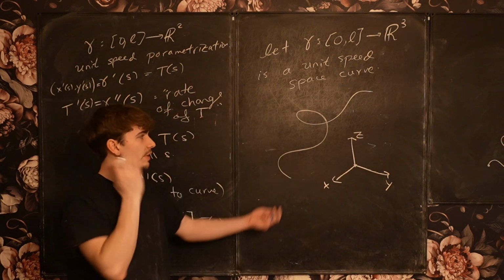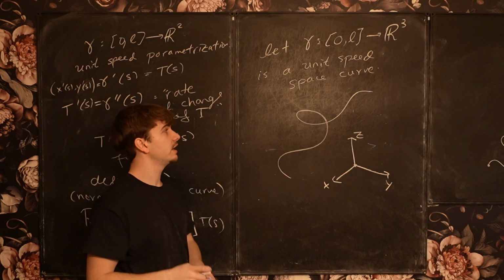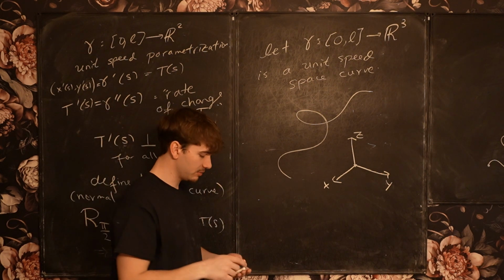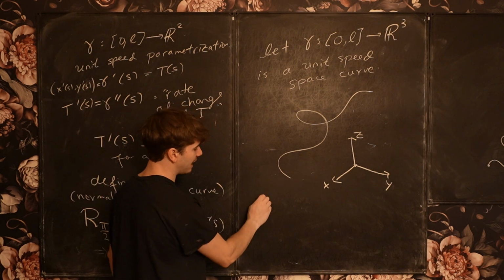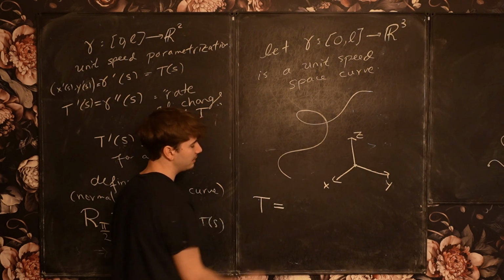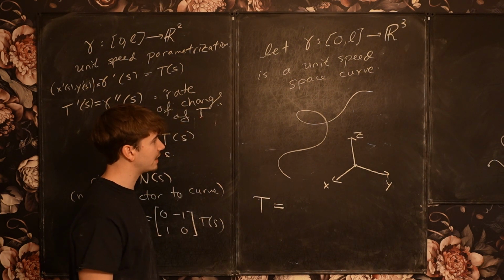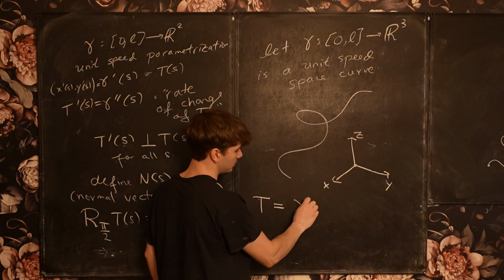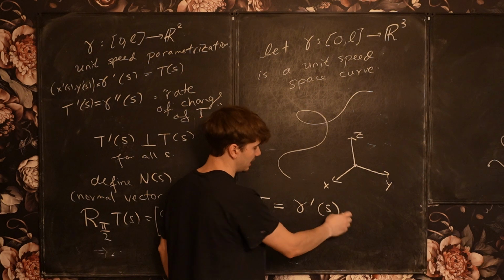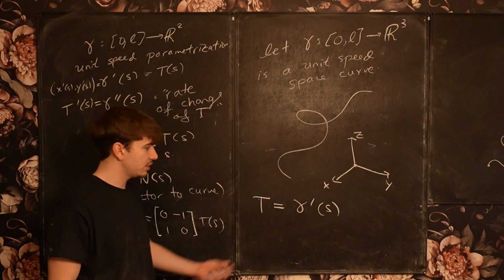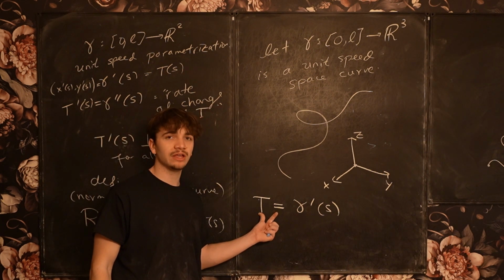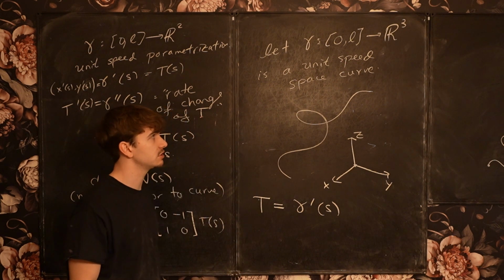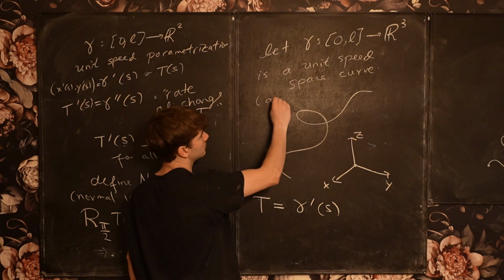Okay, so we have a curve coming out of the board here in space. And now how are we going to do it for this curve? Well, it's actually a similar idea. So first of all, we have the tangent vector, okay? And the tangent vector is just gamma prime of S, okay? And notice that this is always a unit vector by our assumption that this is a unit speed curve, okay? So it's an arc length parameterization.